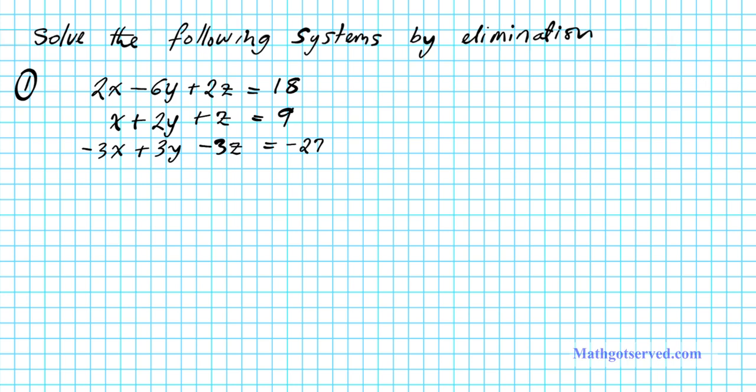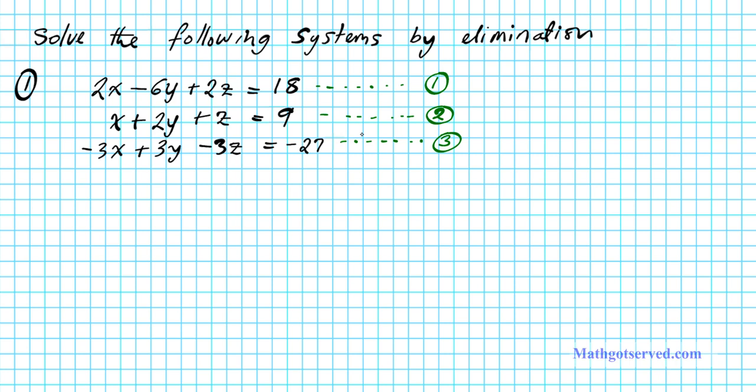First thing we're going to do to keep our work organized is label the 3 equations. Okay, I'll label the first equation 1, the second equation 2, and the third equation number 3. Okay, now we have a 3 by 3 system. We would like to reduce it into a 2 by 2 by eliminating a variable. So we can either eliminate x, y, or z.